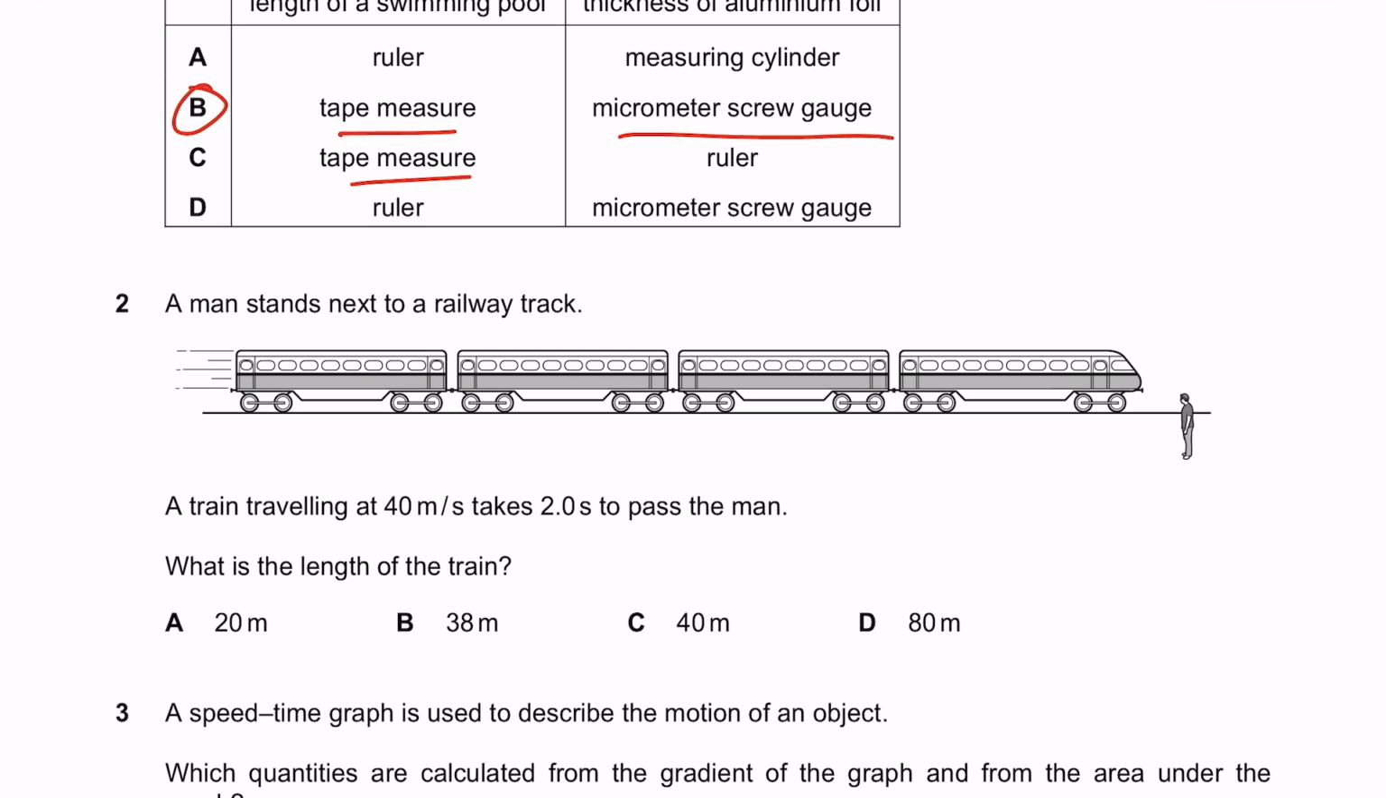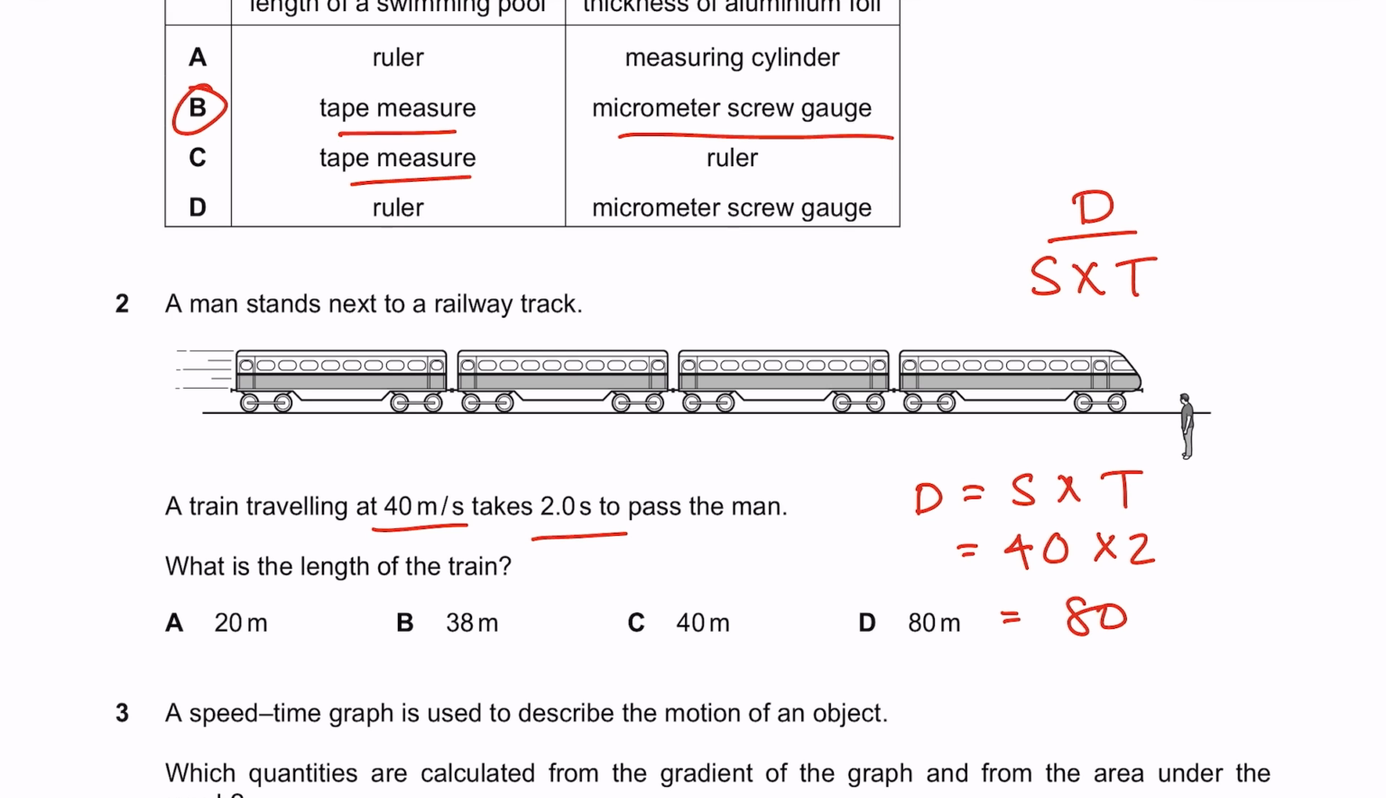A man stands next to a railway track. A train travelling at 40 metres per second takes 2 seconds to pass the man. What is the length of the train? Here's your formula. So you want distance is speed times time. So 40 times 2. The answer is 80 metres.